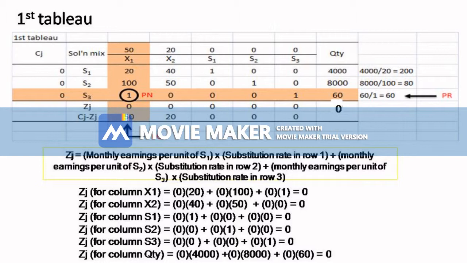The CJ minus ZJ number in each column represents the net profit, that is the profit gained minus the profit given up that will result from introducing 1 unit of each product or variable into the solution. So to compute these numbers, simply subtract the ZJ total for each column from the CJ value at the very top of that variable's column. So in this example, we have here 50 minus 0 equal to 50, 20 minus 0 equals 20, 0 minus 0, 0, and so on.